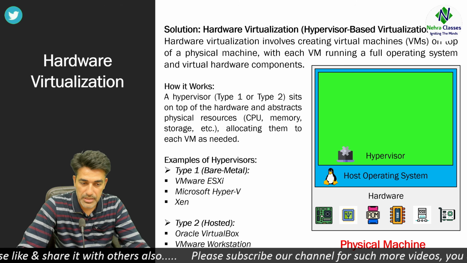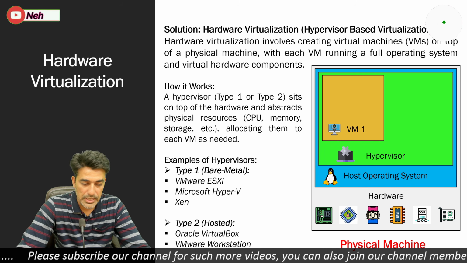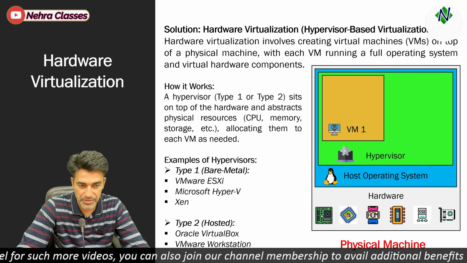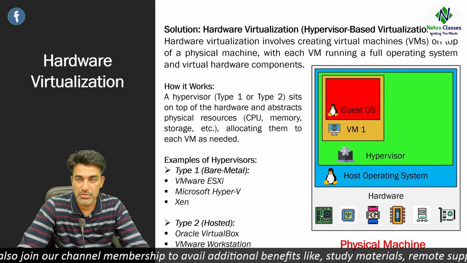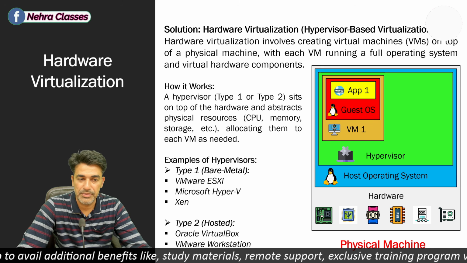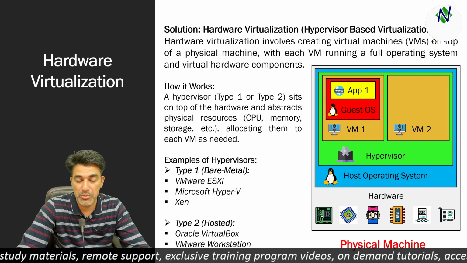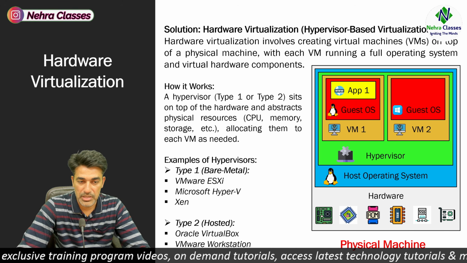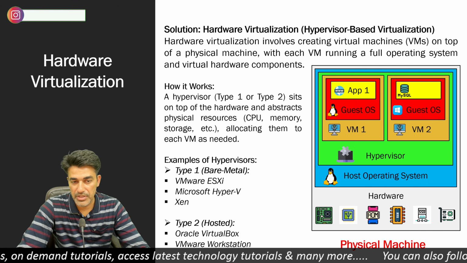So on this hypervisor, we can further install the guest operating systems. So we can create virtual machines there. Like we created VM1. On this VM1, we install the guest operating system. And on this guest operating system, we can install the applications. Similarly, we can run multiple virtual machines at the same time on the same hypervisor and host operating system. Like VM2, there we can install another operating system, which is the guest operating system. And on that particular guest operating system, we can install the further applications there.